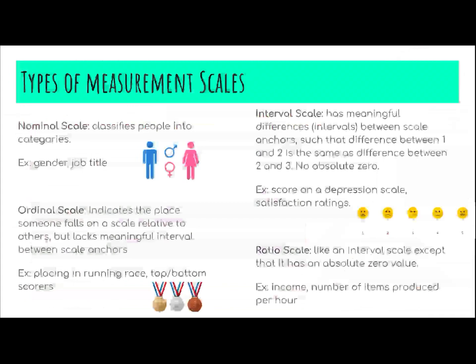On the right-hand side, we discuss interval scales, which do have a meaningful difference between numbers. The numbers are spaced out equally. However, there's no absolute zero. The numbers are not true values. They're more like ratings on a scale. Finally, a ratio scale uses real numbers with a real absolute value. Examples of a ratio scale would be asking you your income or how many items you can produce in an hour. This is a meaningful number based on an absolute zero value.